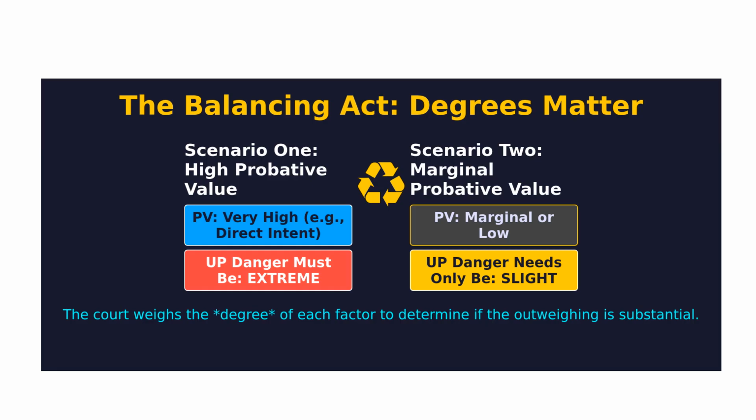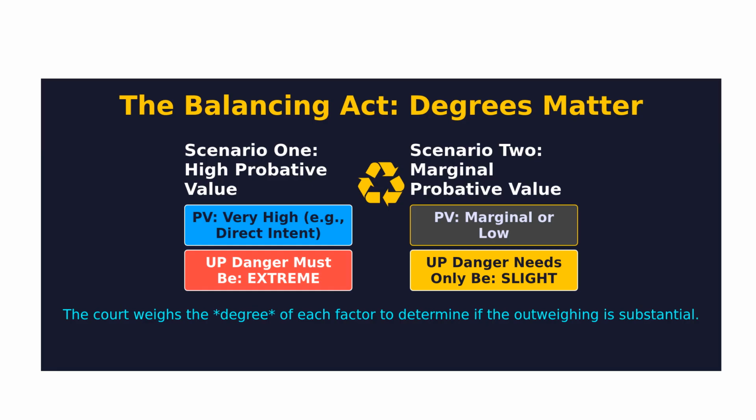Conversely, consider evidence with only marginal or low probative value. In this situation, even a slight danger of unfair prejudice can be enough to tip the scale decisively toward exclusion. If the evidence barely moves the needle on a fact of consequence, but carries even a small risk of emotional bias, the court will likely rule to exclude it.